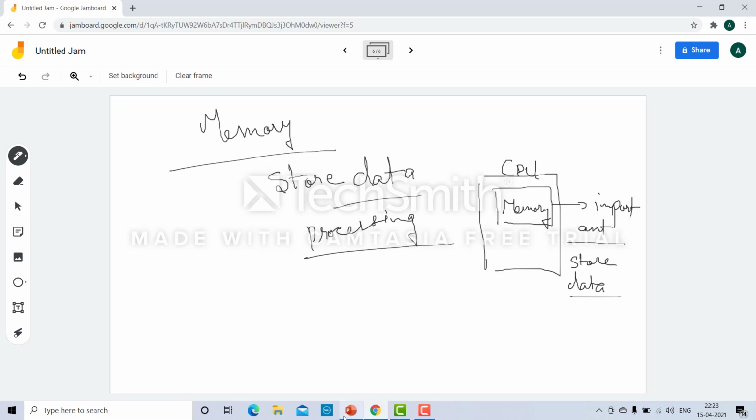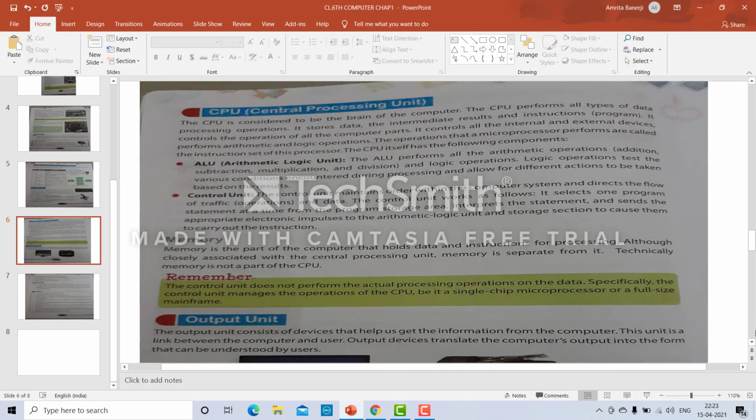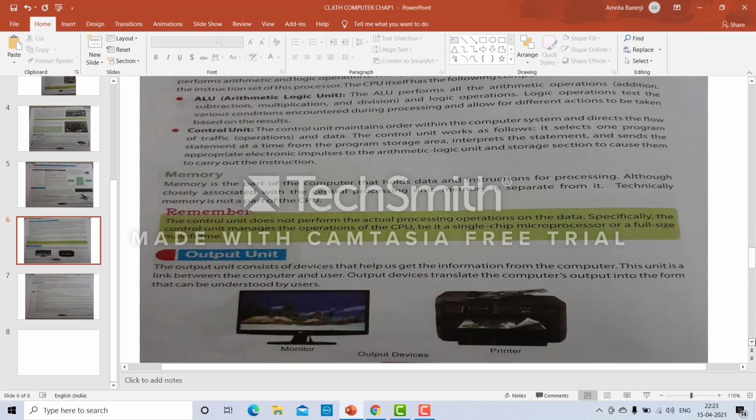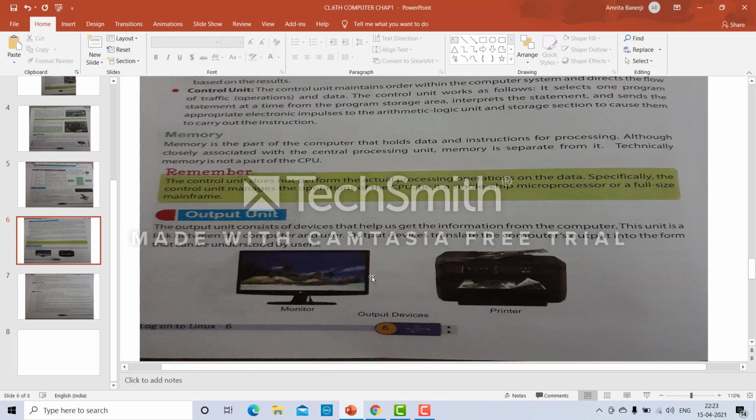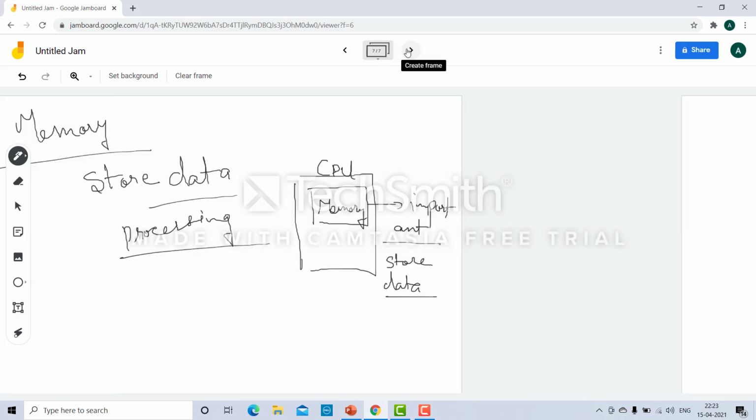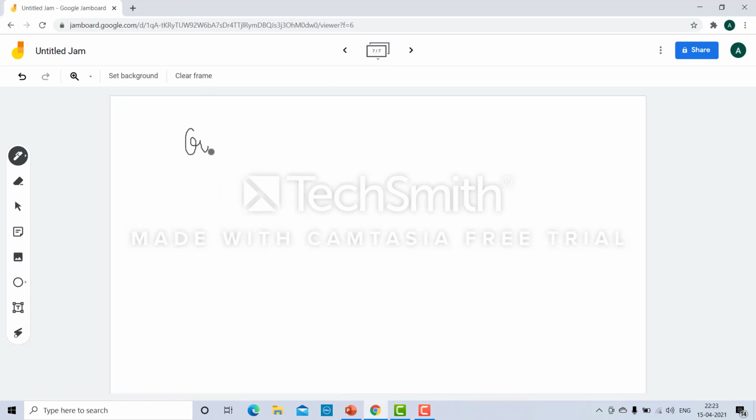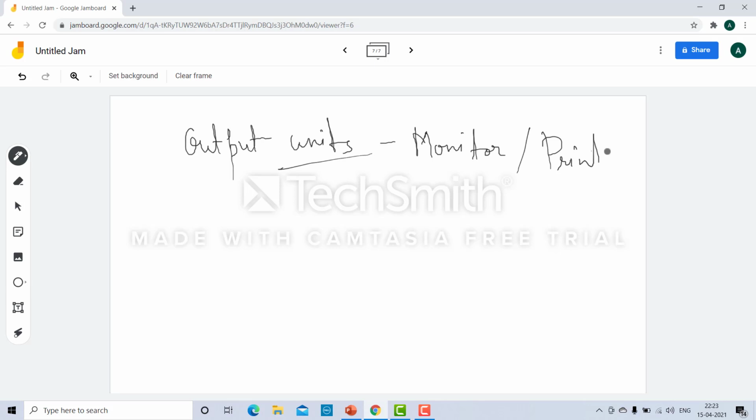Okay, so after memory, children, the very next part that we have is the output unit. So on the screen you can see this monitor, printer. These are the basic output units, children. That means the ones which give us output. Okay, so the next topic that we have is output units. So children, the basic output devices are usually monitor. Then we just now saw the printer, isn't it? So these are used for giving the output. Now what are the functions of these output units, children?